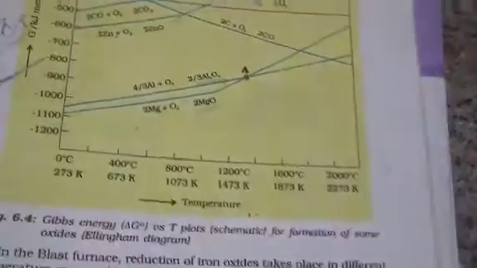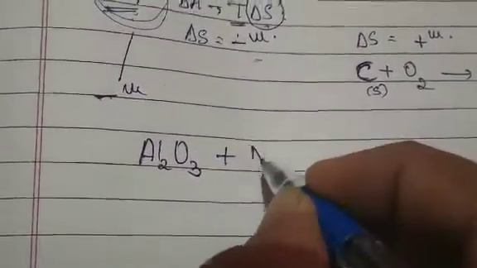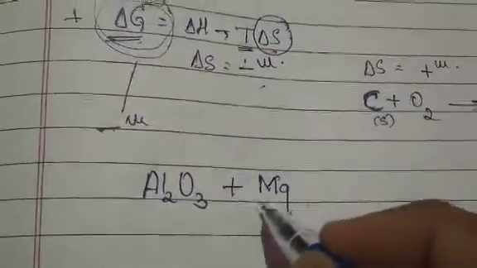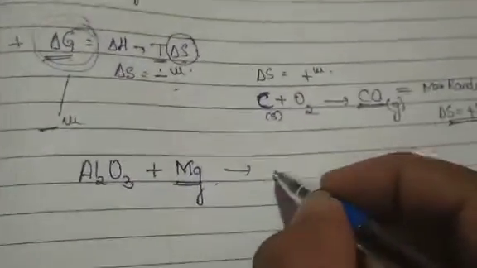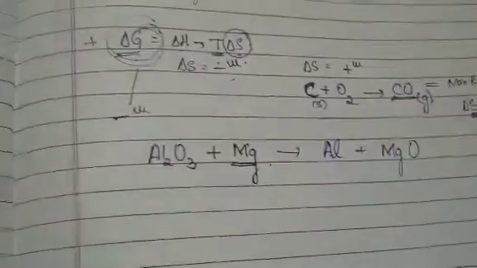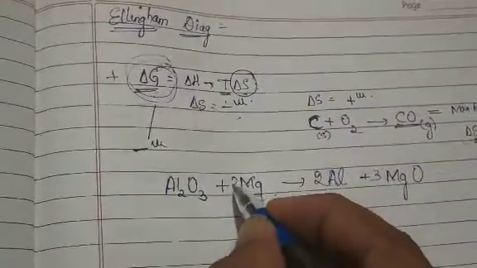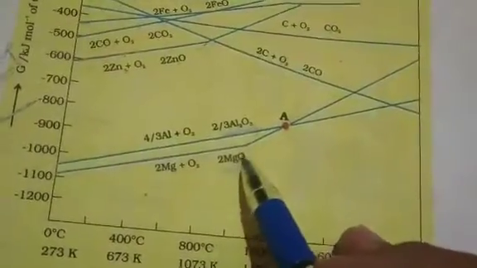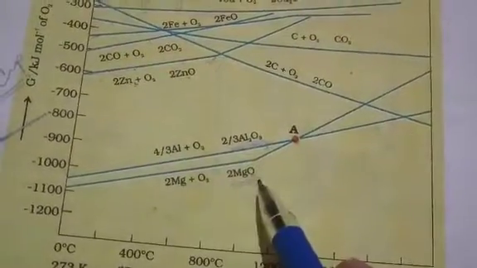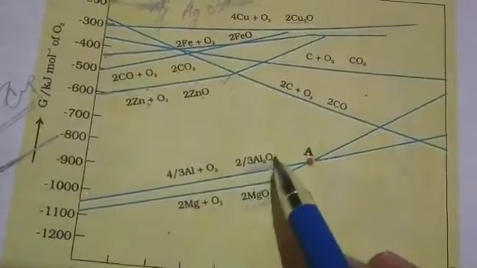For example, I have Al2O3. Of course, I can use magnesium here as my reducing agent. So what happens here? I will get aluminium plus magnesium oxide. Not an issue here: Al2O3 plus 3Mg gives 2Al plus 3MgO. But this is only possible when the respective metal oxide of whatever reducing agent you are choosing is below that of the metal oxide we have chosen.